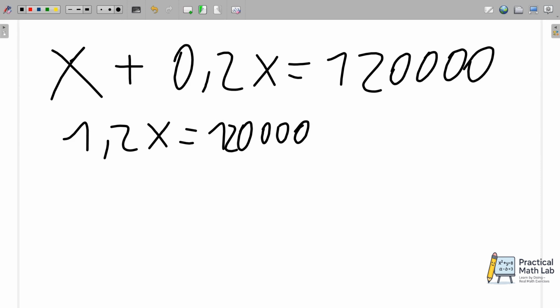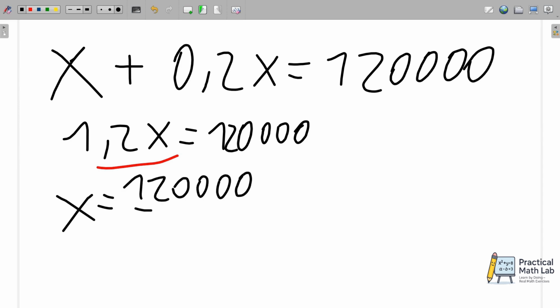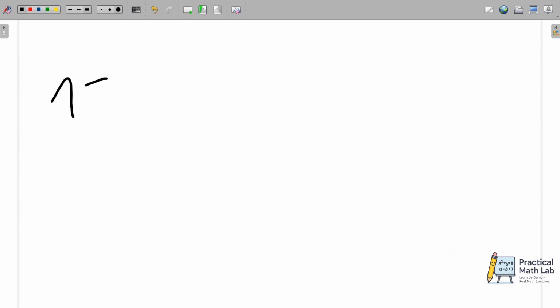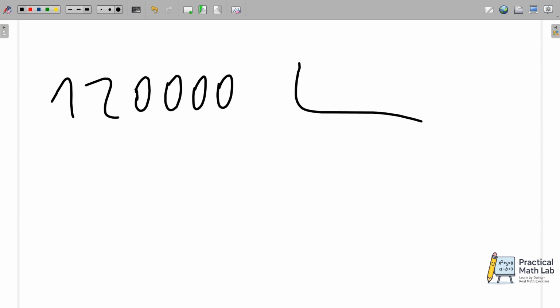Here, we have a multiplication happening. So, what happens when it goes to the other side? It divides. So X equals 120,000 divided by 1.2. Let's do this division now.